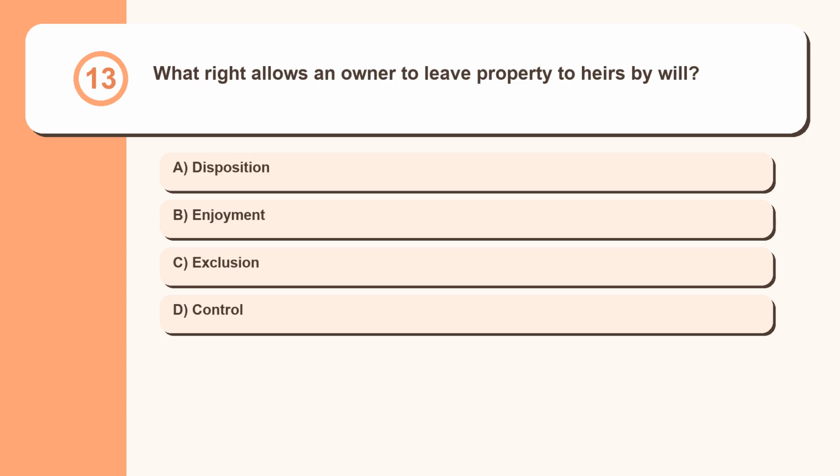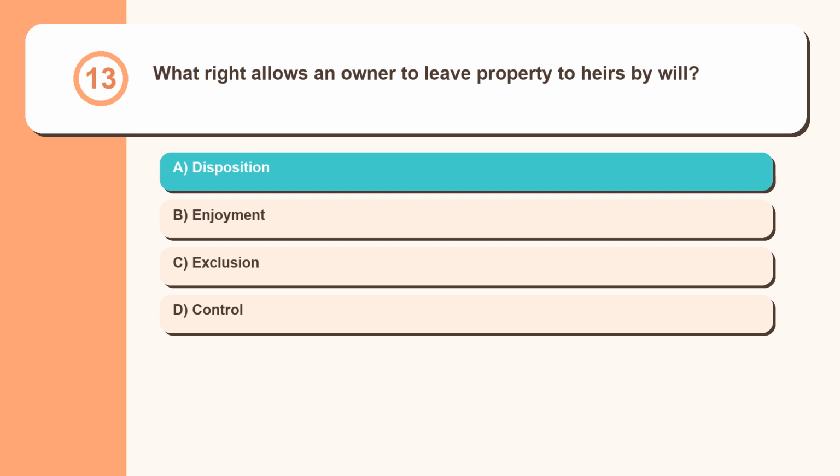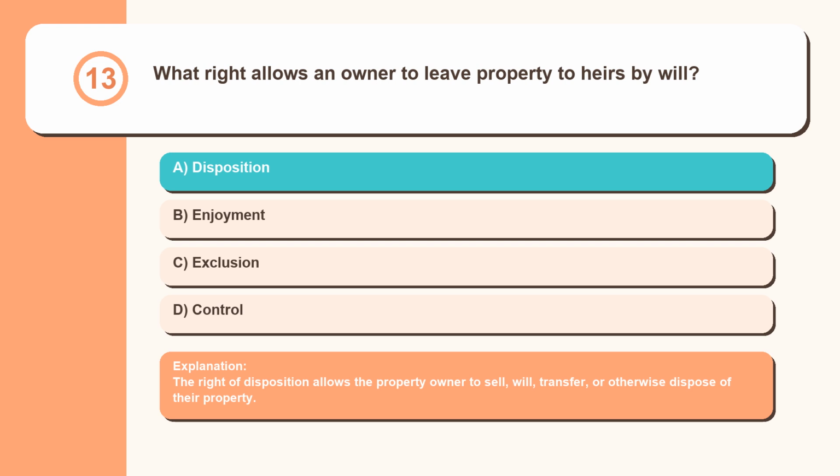Question 13. What right allows an owner to leave property to heirs by will? Disposition, enjoyment, exclusion, control? The right of disposition allows the property owner to sell, will, transfer, or otherwise dispose of their property.